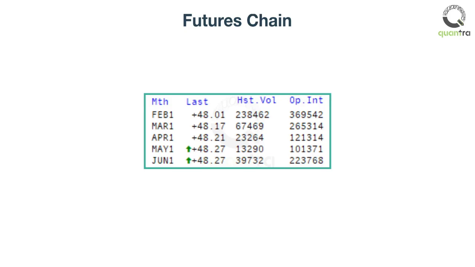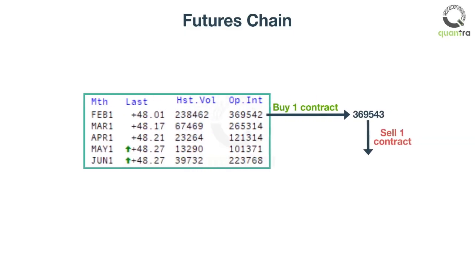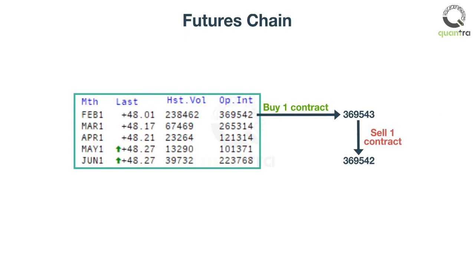At the time that the screenshot of the futures chain was taken, the open interest for the February 2021 crude oil was 369,542. If you now pull the trigger and buy one of those contracts, then this number would immediately go up to 369,543. An hour later, you decide to take your profit on this trade and you sell to close your position. At that point, the open interest will decrease by 1.